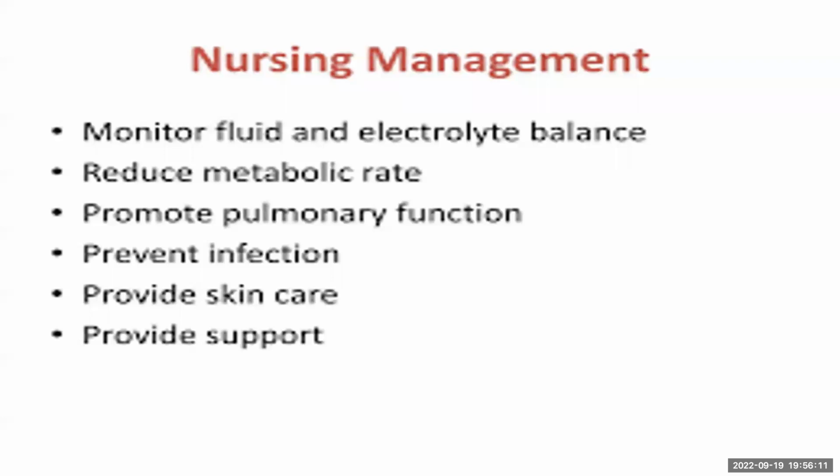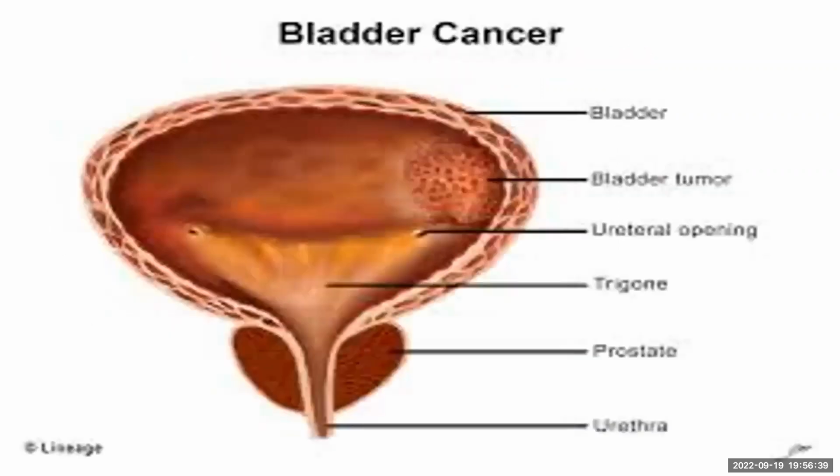Nursing management. First thing, monitor the fluid and electrolyte balance. We have already discussed the fluid and electrolyte balance. I know you will be very thorough and clear about how the fluid and electrolyte balance affects the genitourinary system and the entire bodily functions. Due to the metabolic rate reduction, you have to check the TSH level as well. Then pulmonary function to assess the pulmonary edema. Infection you have to prevent, and skincare and supportive therapies.